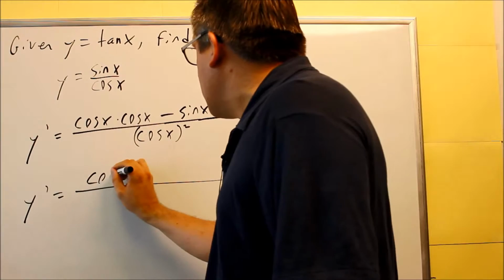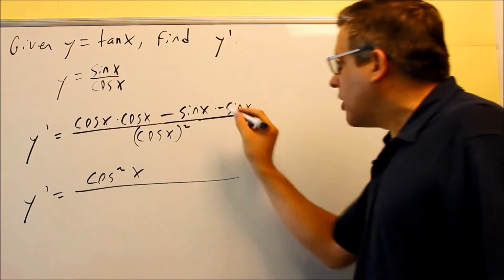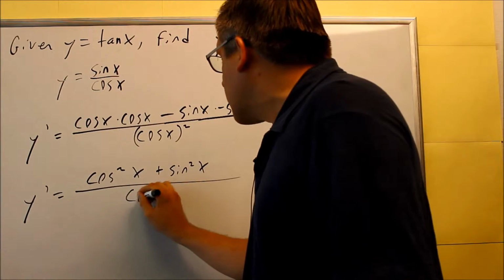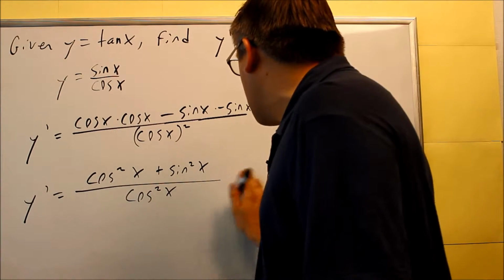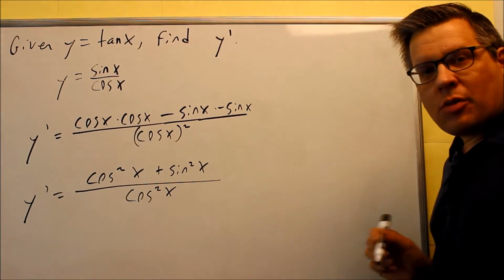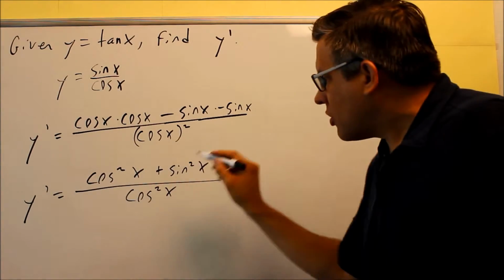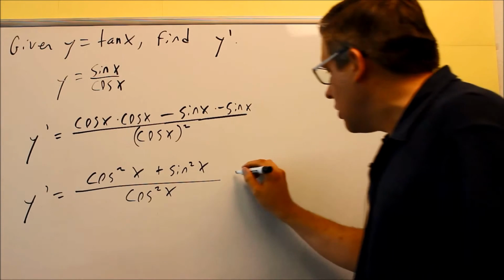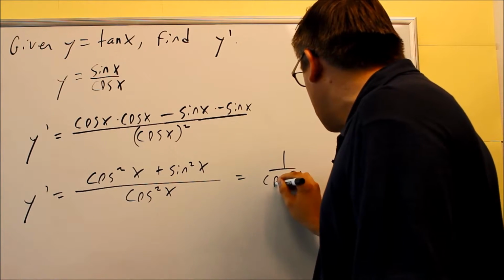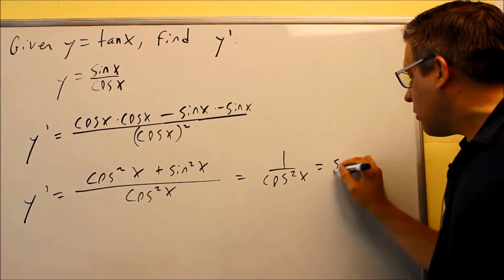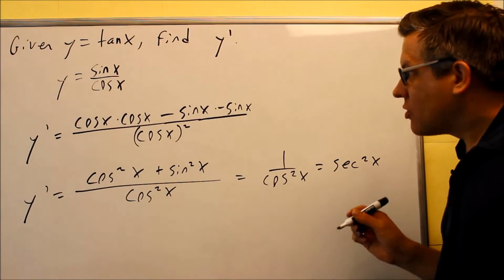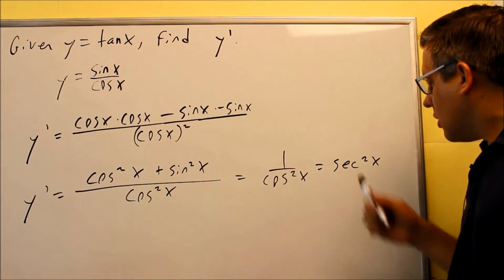This will turn into cosine squared x. Minus minus is plus, so plus sine squared x. All that's going to be over cosine squared x, just like this. Here's that identity again that we talked about before in a previous video. Cosine squared plus sine squared is 1, which means your final answer is 1 over cosine squared x, but that can be written as secant squared x by applying the identity. So the derivative of tangent x is secant squared.